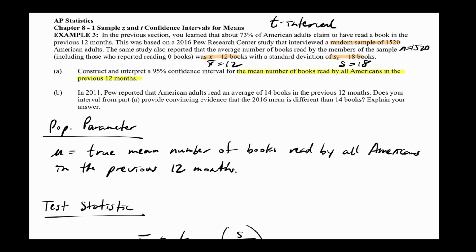Okay, so construct and interpret a 95% confidence interval for the mean number of books read by all Americans in the previous 12 months. So right there in yellow, I highlighted, that's going to be my population parameter. The true mean number of books read by all Americans in the previous 12 months. That's what my interval is going to estimate. Okay?